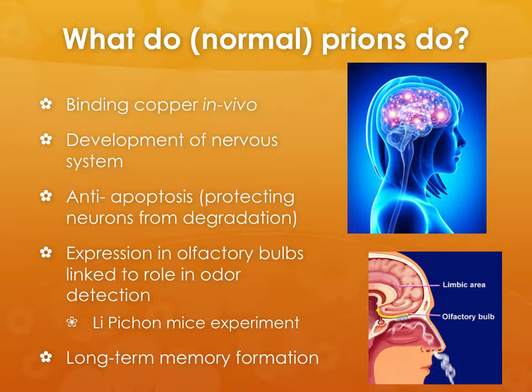It also protects neurons from degradation, acting as an inhibitor of abnormal apoptosis, pre-programmed cell death. A 2009 study in Nature suggested that the expression of the prion protein in the olfactory bulbs could also be linked to a role in odor detection. Evidence from Dr. Le Pichon, whose paper demonstrated that prion protein knockout mice displayed impaired odor-guiding behaviors, such as finding buried food and distinguishing between scents, further supports this theory.